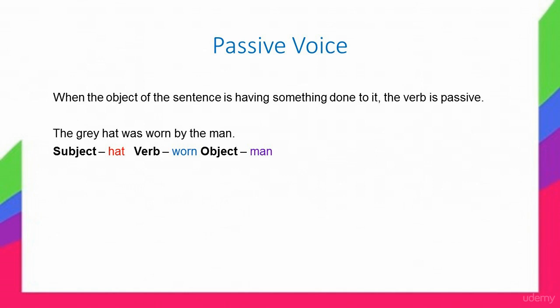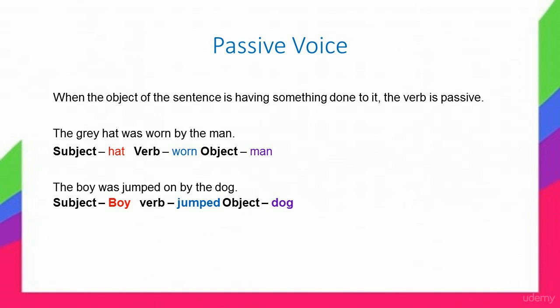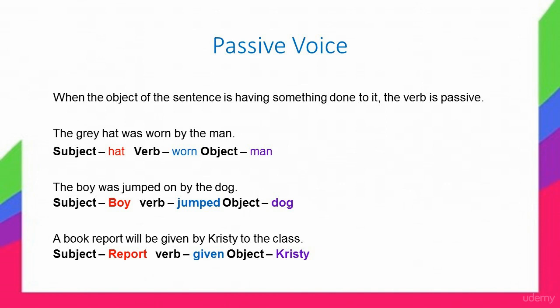The subject is the hat. The passive verb is worn, and the object is the man. The boy was jumped on by the dog. The subject is the boy, the verb is jumped, and the object is the dog. A book report will be given by Christy to the class. The subject is a book report, the verb given, and the object is Christy.